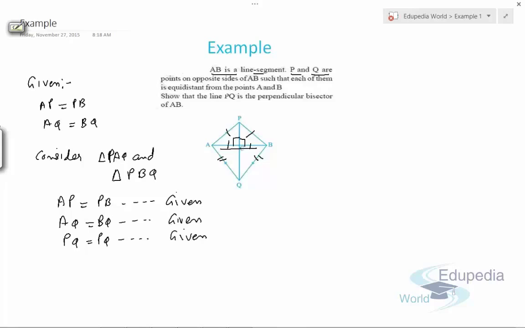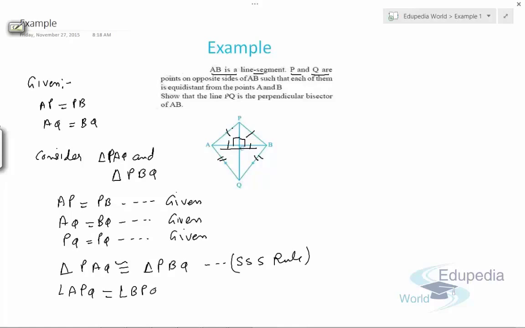So we can say triangle PAQ is congruent to triangle PBQ. By which rule? We can say SSS rule. So we have proved the two triangles congruent by SSS rule. Similarly, we can say that angle APQ equals angle BPQ by CPCT.